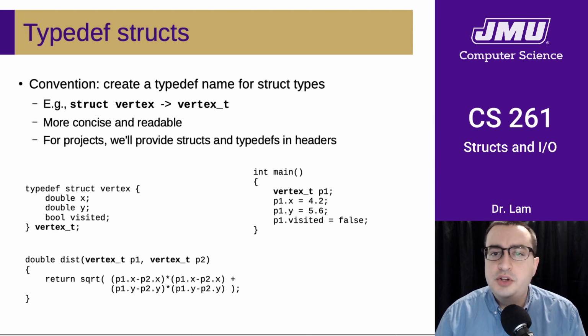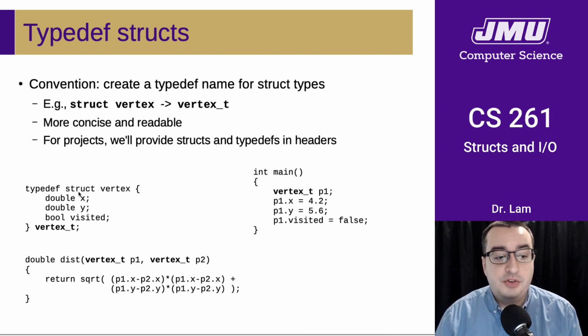Now, it can be a little annoying to write out struct vertex every time, and so this is where we use a typedef to shorten things. By convention, we're going to create a typedef name for all of our struct types. Instead of having to say struct vertex everywhere, we're going to create a typedef, which is the name of the struct with an underscore t. So instead of struct vertex, we'll just say vertex_t. This is clearly more concise and readable. And for the projects, we will be providing these to you, so you don't have to write these yourself. These will be in the headers.